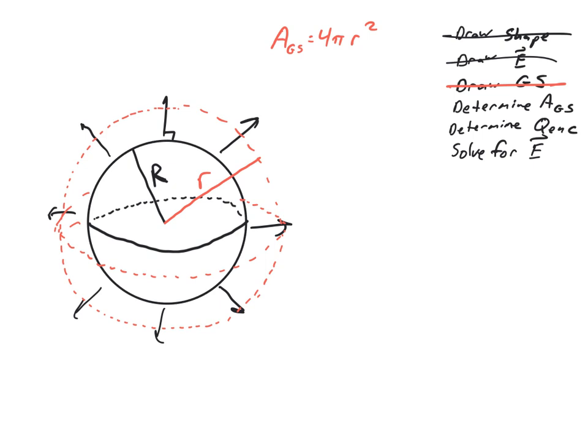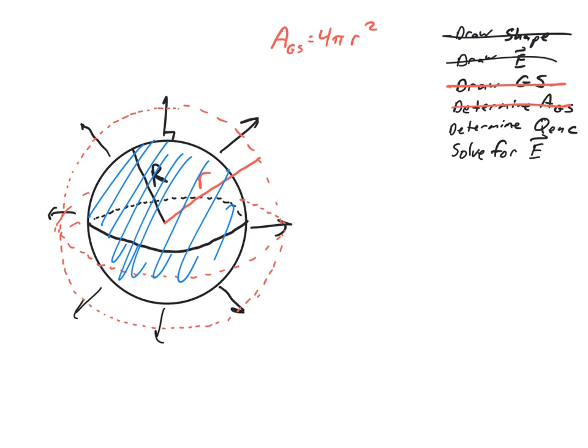Next, how much charge is enclosed? The charge that's enclosed is only along the surface. It's not inside the entire thing. So this is a surface charge density. We have sigma equal to Q divided by the area, and in this case Q enclosed will be sigma multiplied by the area, which is only out to the black surface there. So that's 4 pi capital R squared.